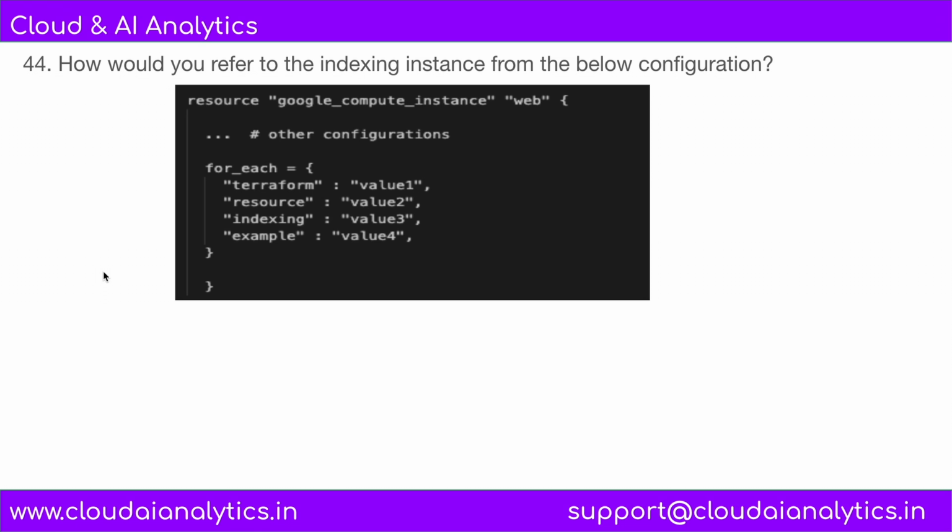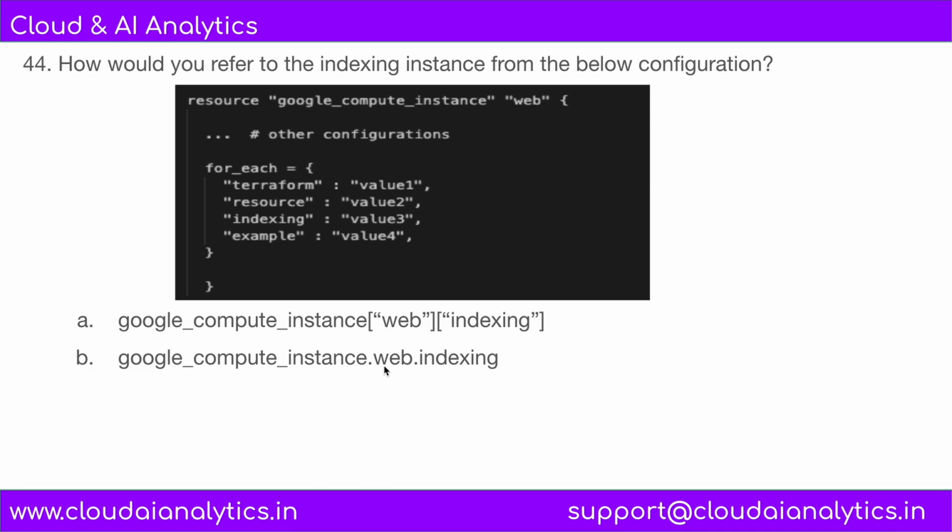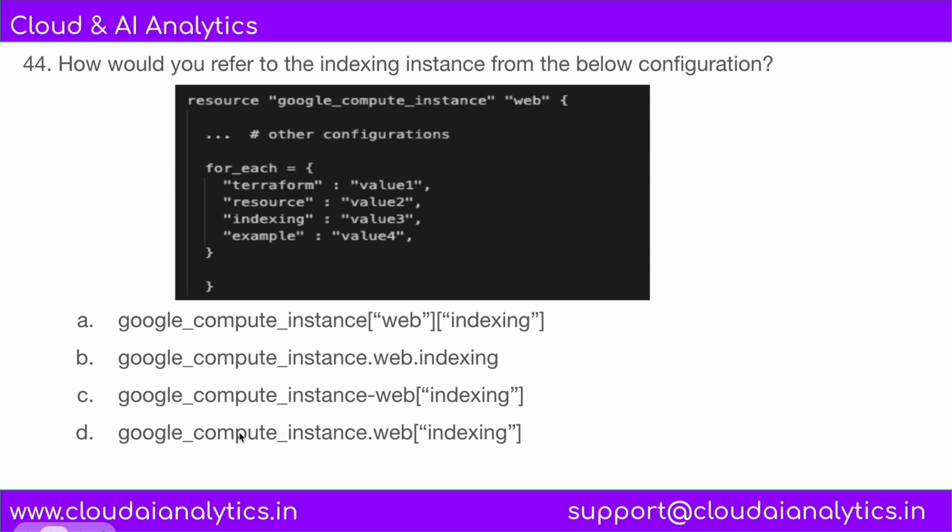So now we will discuss the options. Option A, google_compute_instance web indexing. Option B, google_compute_instance .web .indexing. Option C, google_compute_instance -web indexing. Obviously from the option itself you could have understood this option is wrong. And the last option is google_compute_instance .web and indexing.